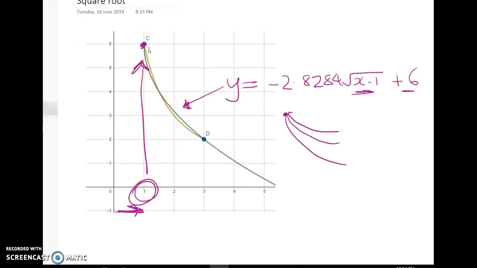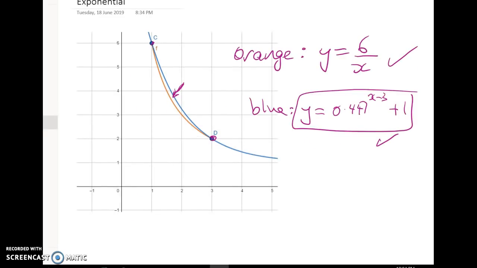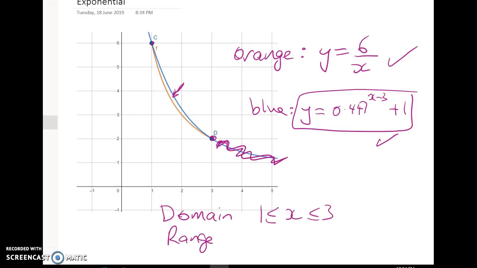And then the green line here is the square root one that I did in the last video, which is also pretty good. Remember, I'm just interested in it between those 2 points. So just one last thing. Let's think a little bit about the domain and range in here. So what's the domain? Well, forget about that blue bit there. The domain between C and D is x between 1 and 3. And the range is between 2 and 6.